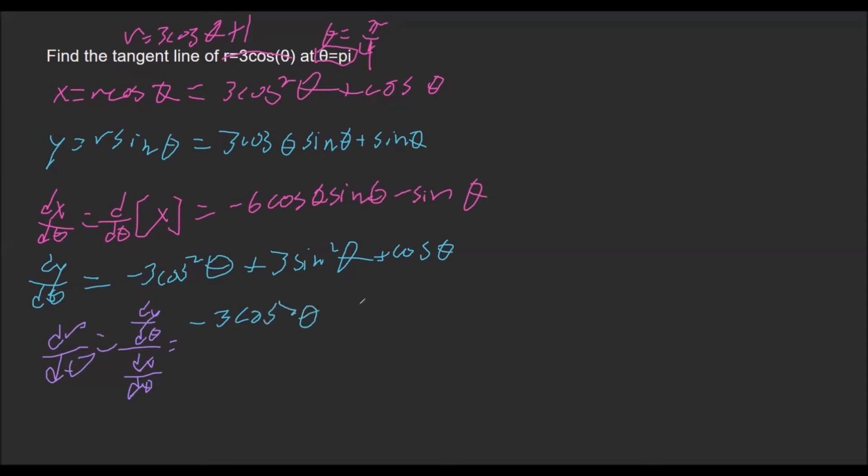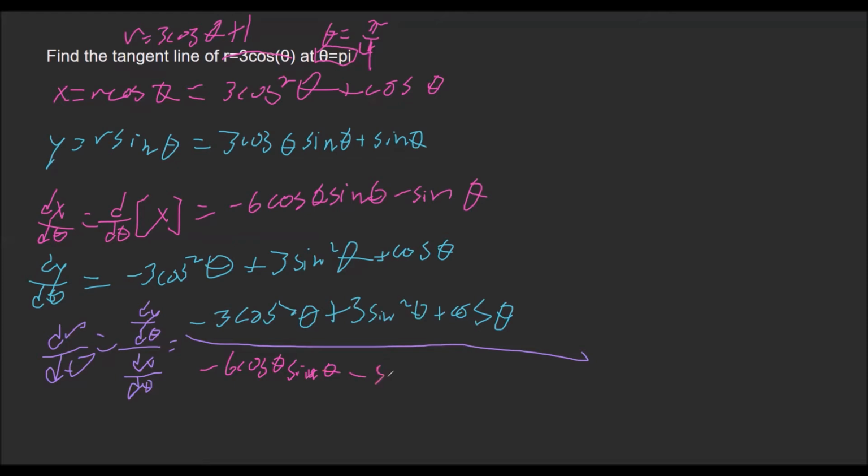Dy d theta is -3 cosine squared theta plus 3 sine squared theta plus cosine theta. And our dx d theta, which in this case is going to be the denominator, as in every other case, we're going to end up with -6 cosine theta sine theta minus sine theta.